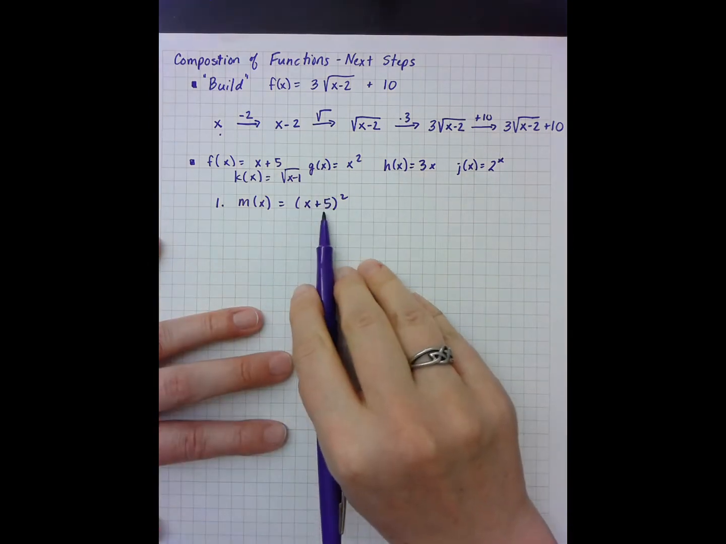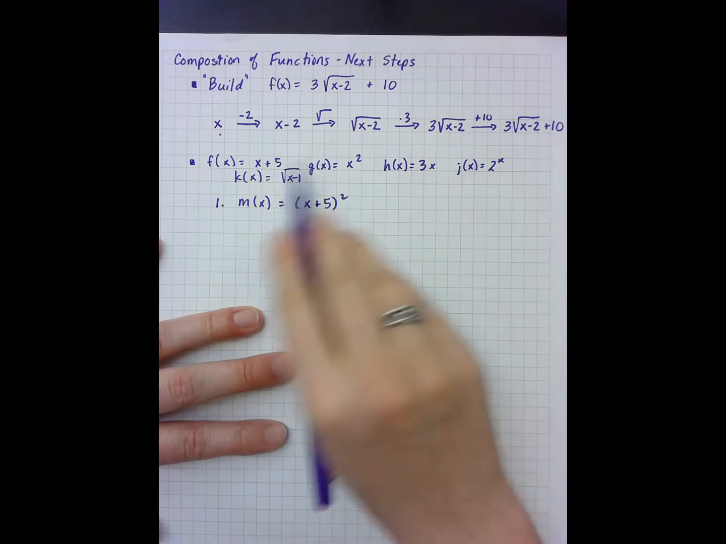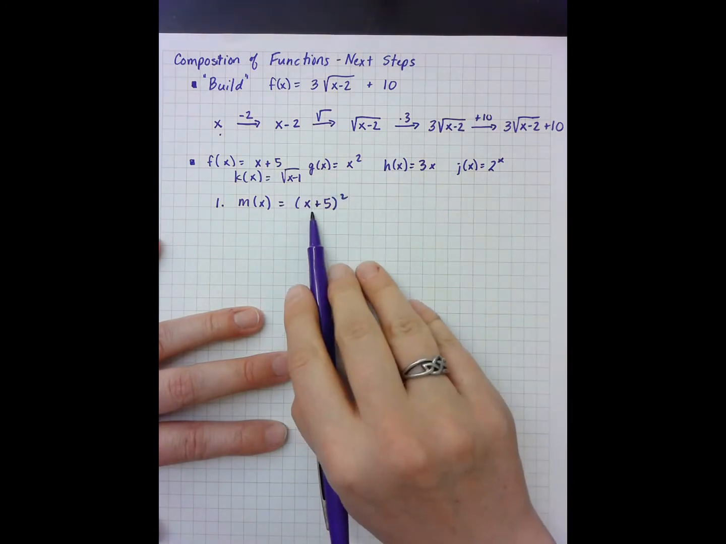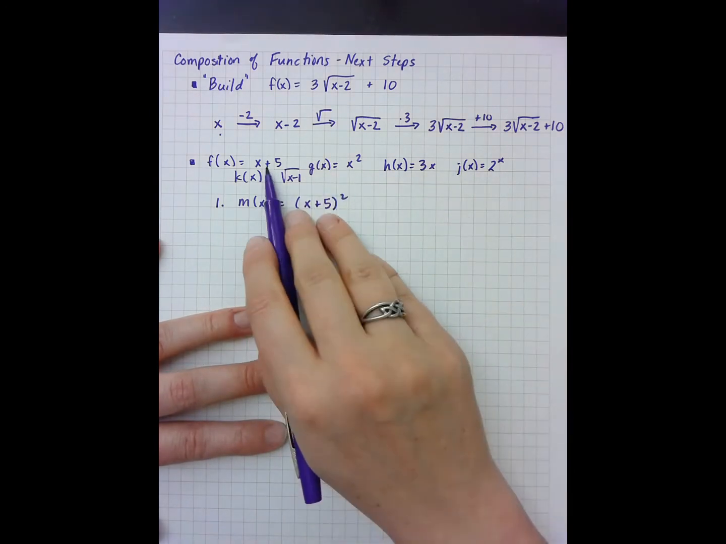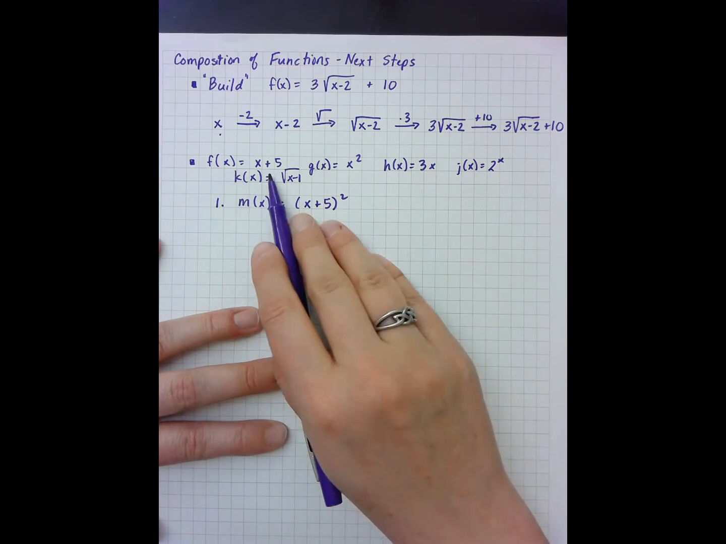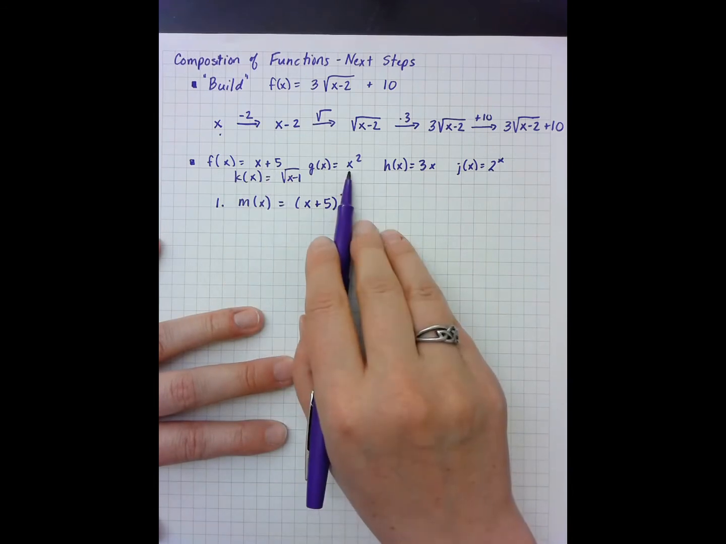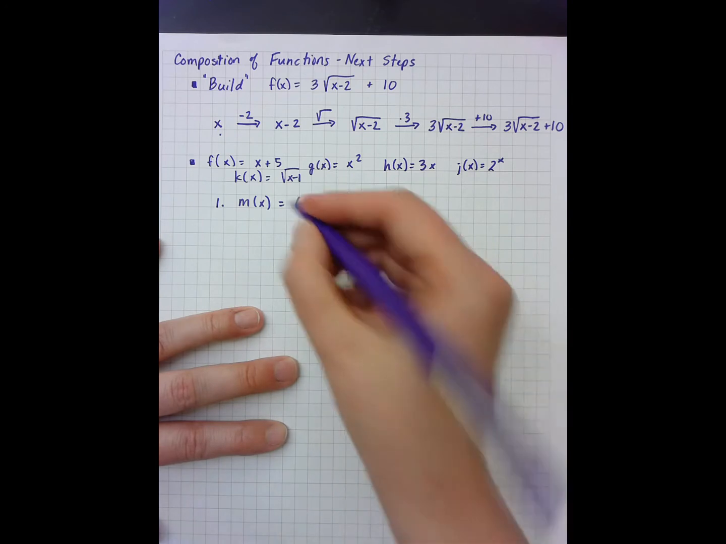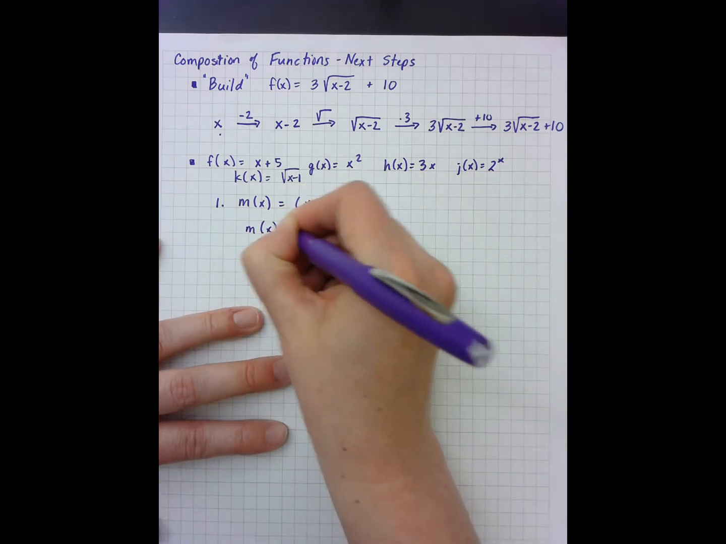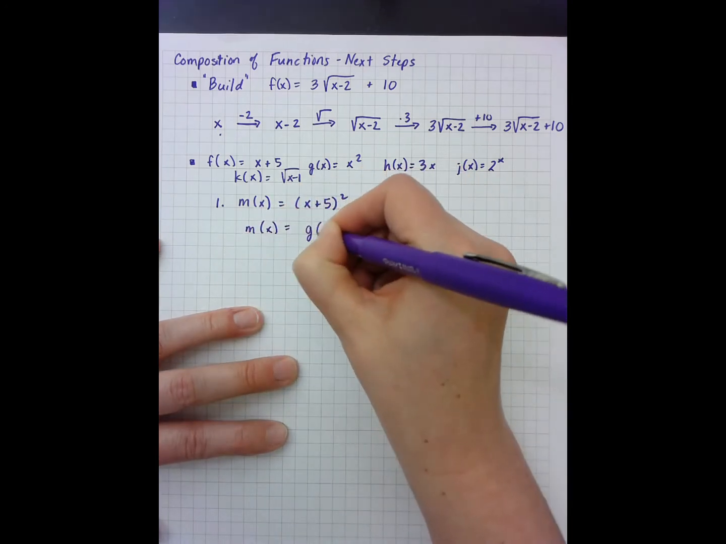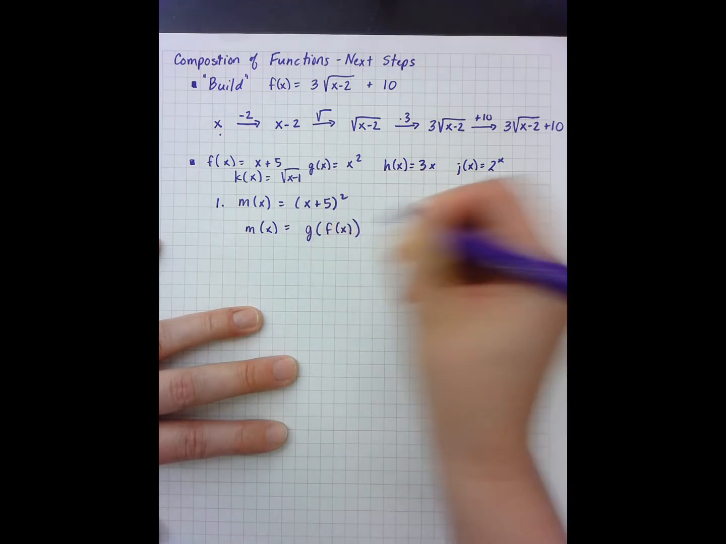So my innermost function here is, I start with x, but I don't have an x function. So then I need to check if I have an x plus 5 function, which I do, f of x. And then I square that, which is what we did to x and g of x. So I could rewrite m of x as g of f of x.